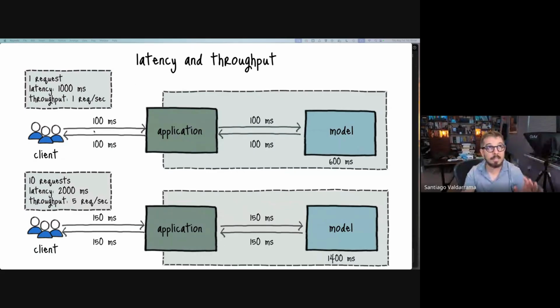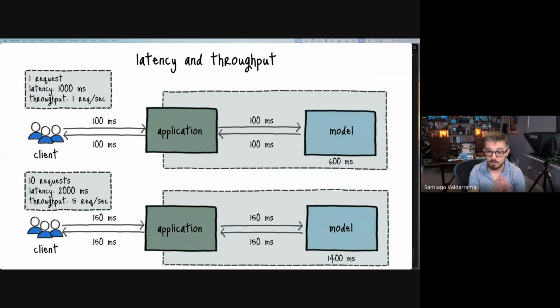Okay, so for example, imagine that we send one request to the model. So the user sends one request to the model, and it takes 100 milliseconds to hit the application, to hit that server. Then the server takes 100 milliseconds to communicate with the model. The model takes 600 milliseconds to answer. Then 100 milliseconds back. That's just wiring, or the communication. And 100 milliseconds back to the client. If you add all of that up, it's 1,000 milliseconds, which is 1 second. So the latency of this system is 1 request per second. That's the latency, okay?